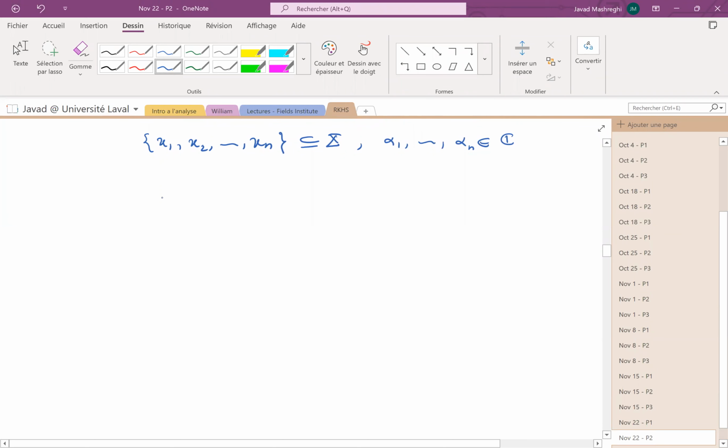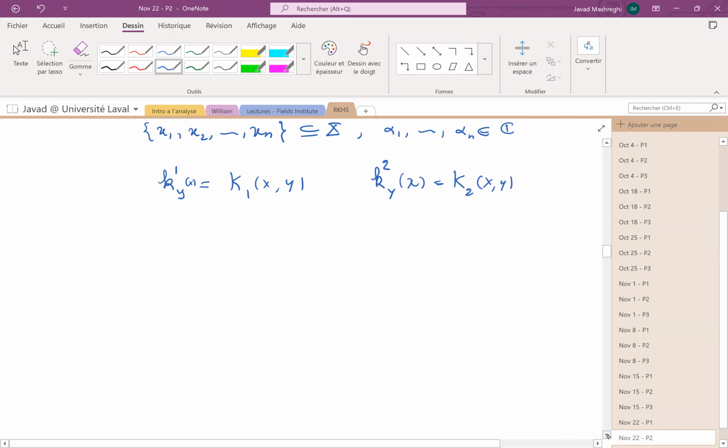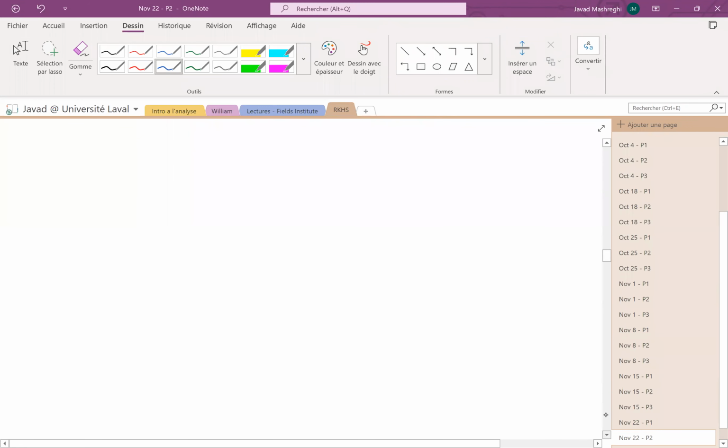And for simplicity, we write k1 for the reproducing kernel of the first space, evaluated at x and y, and k2 for the second space. So these are our kernels. Now, what can I say about this combination?